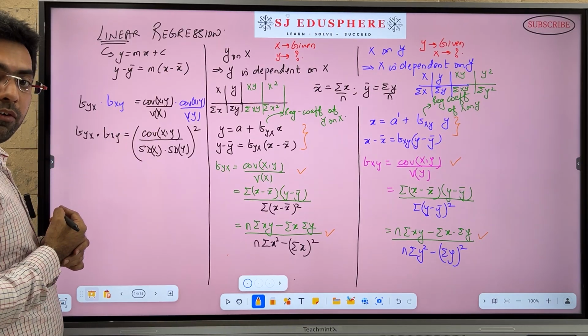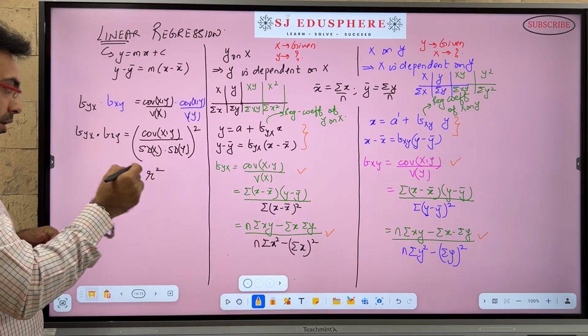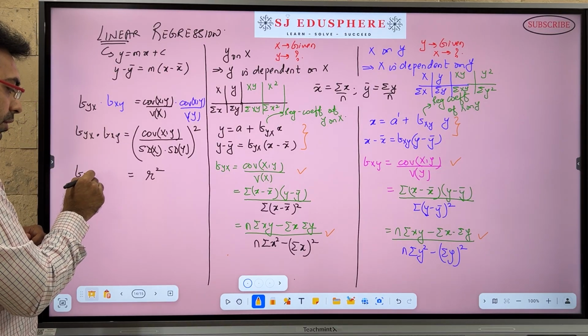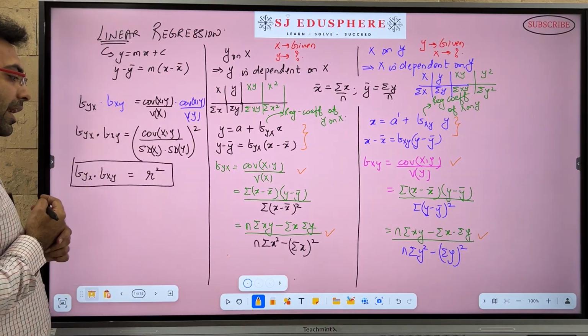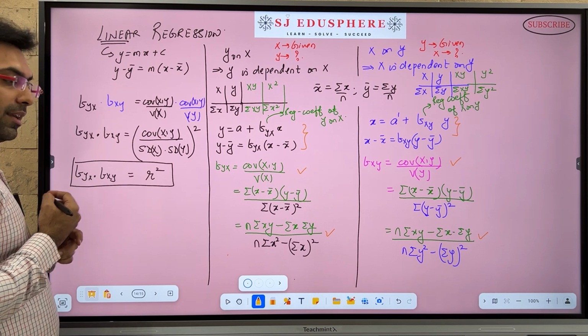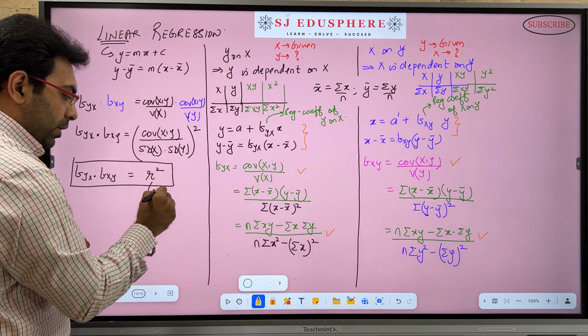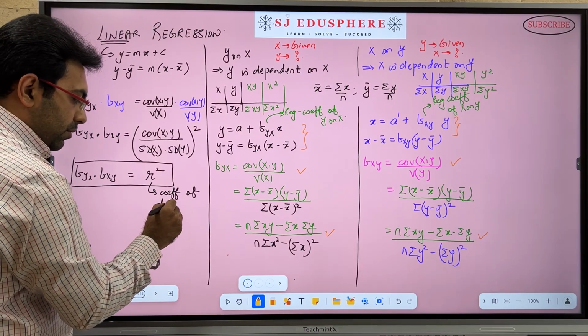This was your formula for correlation. That means this is your r square. So when I multiply the regression coefficients, I get r square over here, that is my coefficient of determination. This over here is my coefficient of determination.